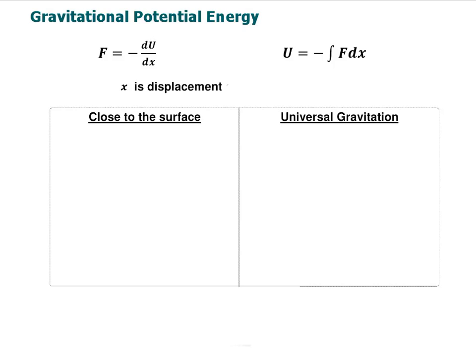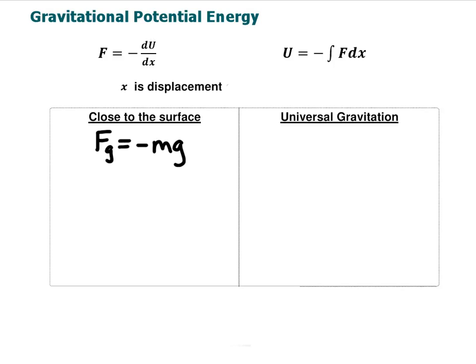And now you have enough calculus knowledge to take the antiderivative of both sides to get a formula for potential energy as a function of force. So if we know how force changes over displacement, then we can calculate how much potential energy it has. So close to the surface of the Earth, we have a formula where F, the force due to gravity, is negative m times g.